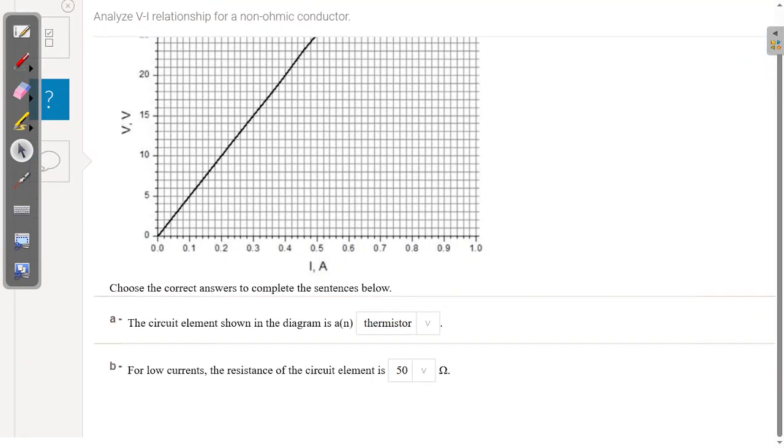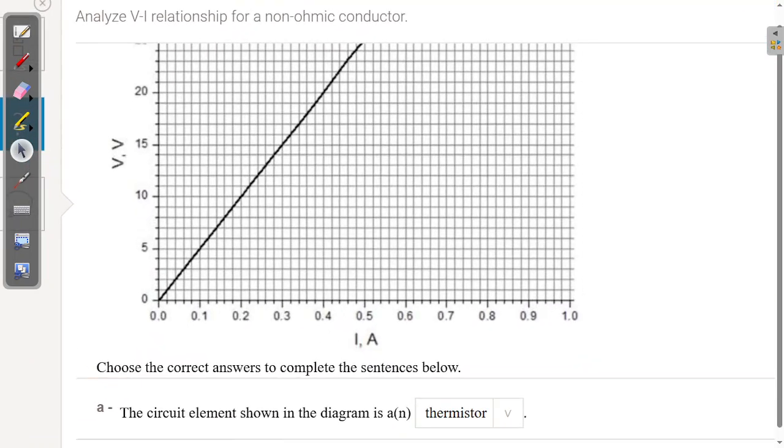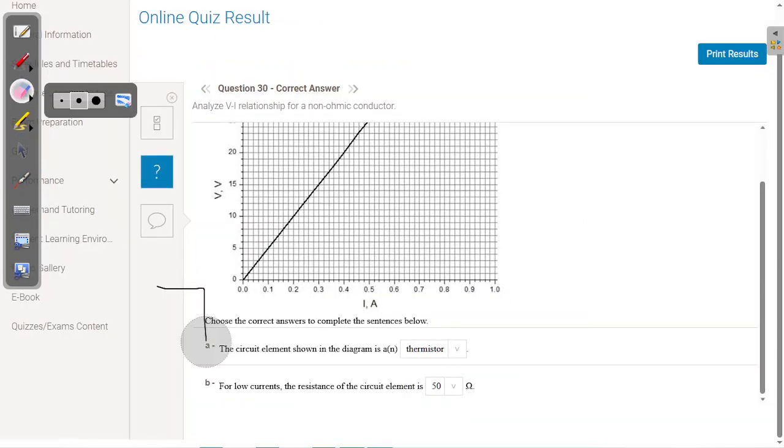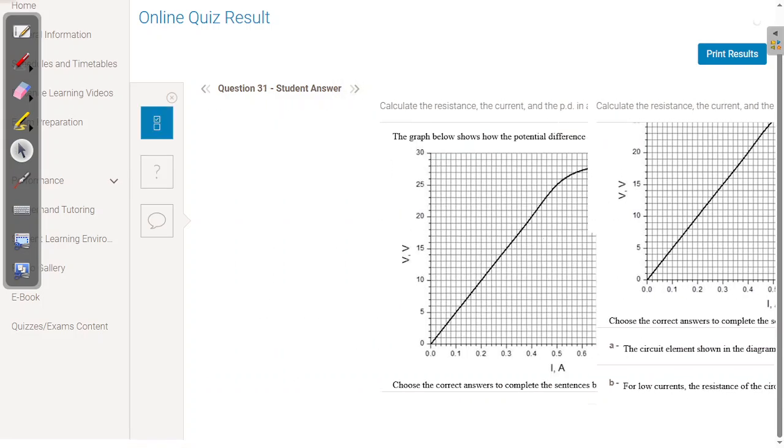Anyway, for part B, the resistance of the circuit element is what? You do V over I, so 5 over 0.1 is 50. Or you could choose any other point here.